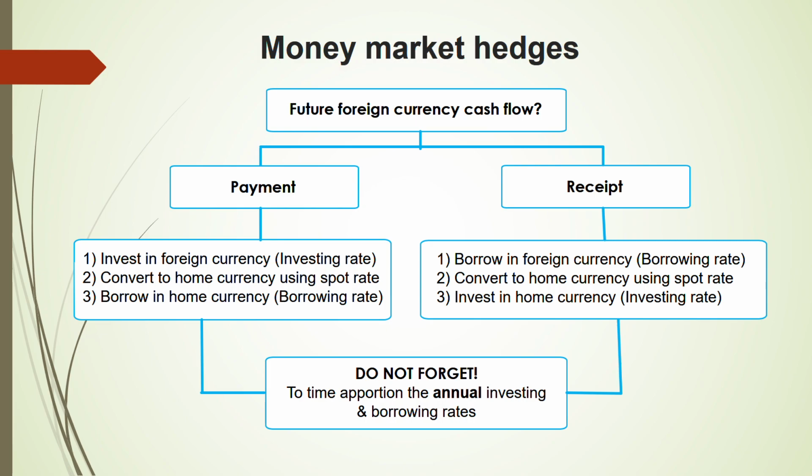If you see questions on money market hedging, you will see this pattern. The table that I have used here, they follow this order only, the same way. Time apportion investing and borrowing. For a payment: invest, convert, borrow. For a receipt: borrow, convert, invest. Okay, that's it for money market hedging.